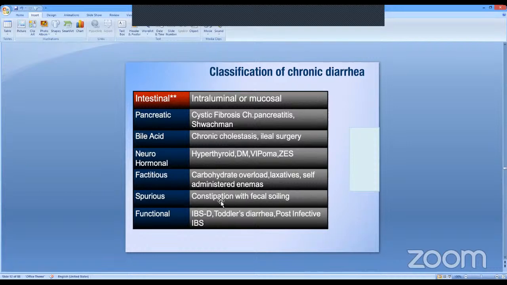It is very interesting. Most of the cases are treated as a case of diarrhea, but ultimately are diagnosed to have Hirschsprung or some other disease which can cause constipation. Here what happens? The solid stool is impacted and loose stool from above is coming by the side of the solid stool and resembling diarrhea. Functional: IBS, toddler's diarrhea, post-infective IBS, all can lead to chronic diarrhea.